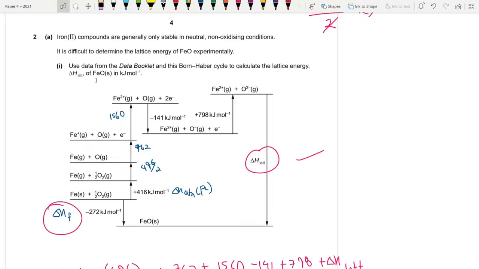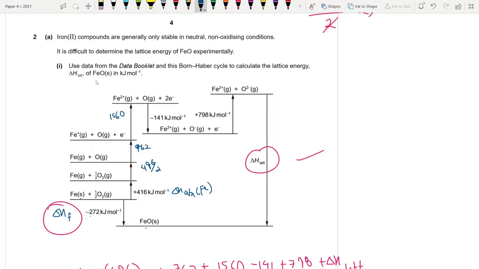So the Born-Haber cycle is given. Let's look at the steps. To form FeO, we need 1 mole of iron and 1 mole of oxygen atoms. That's why we're using Fe solid and half O2 gas, because oxygen exists as a diatomic molecule. So 1 mole of oxygen gas molecules contains 2 moles of oxygen atoms. That's why we're using a half in front of it.